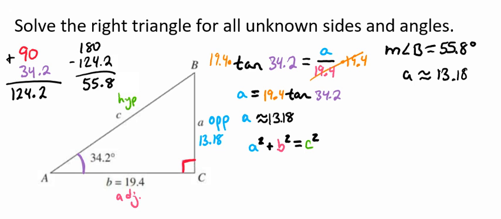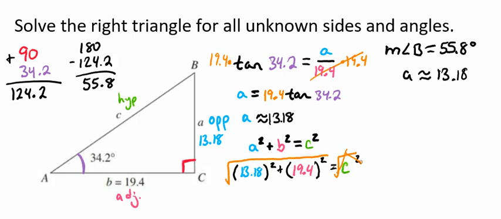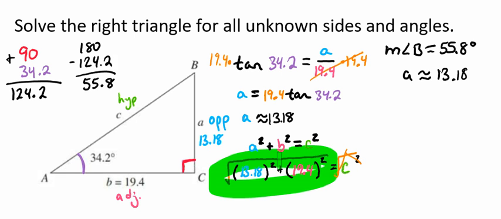So we'll go ahead and plug in what we know. So we have 13.18 squared plus 19.4 squared equals c squared. So we can get this c by itself simply by taking the square root of both sides. And that will give us our c value. So we're going to plug all of this into our calculator.